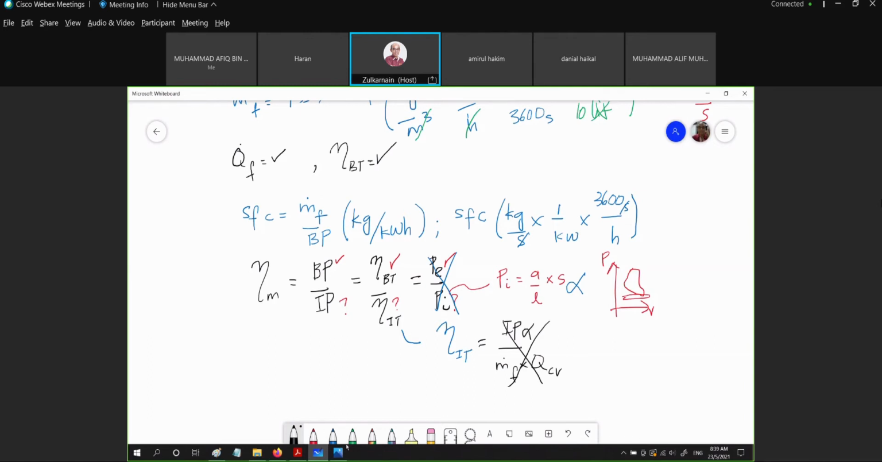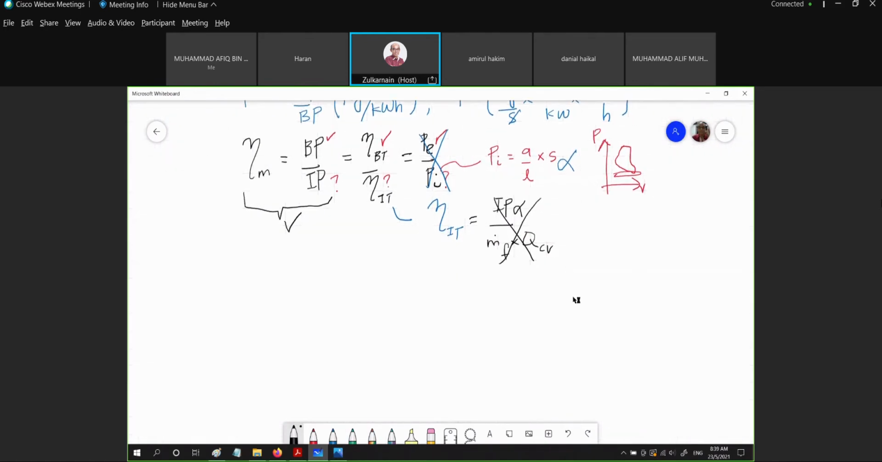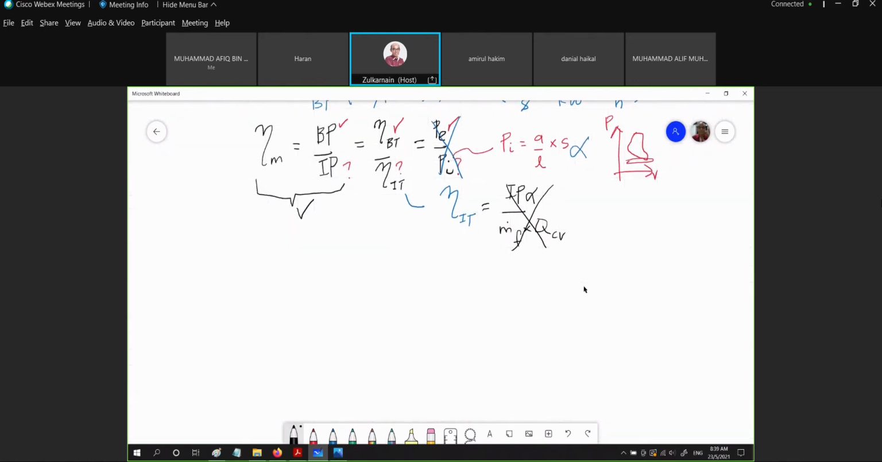Okay, jadi kita kena dapatkan IP dulu. Maknanya kita gunakan this basic formula. We need to use this basic formula, takrifan kecekapan thermal, dengan syarat kita kena dapatkan kita punya IP. So, how to get the IP?